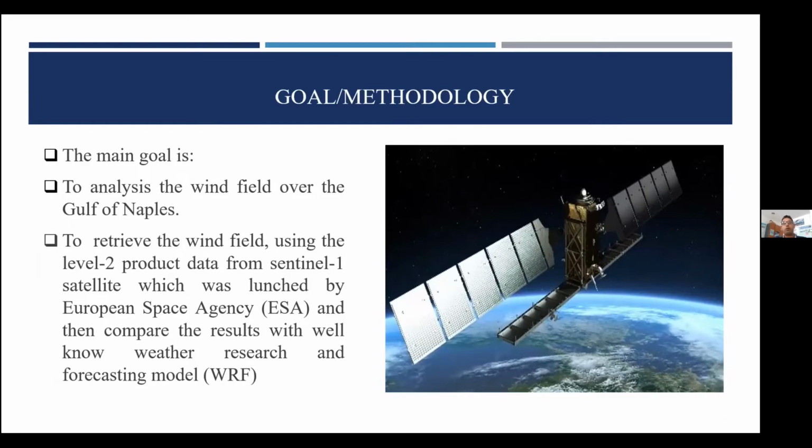What is the methodology? We retrieve the wind field using the level 2 product from the Sentinel-1 satellite, which was launched by the European Space Agency. Then we compare this result with a well-known weather forecasting model, because due to the lack of other sources like weather stations or on-ship sensors, there is no such availability, so we have to compare this with a well-known weather forecasting model.